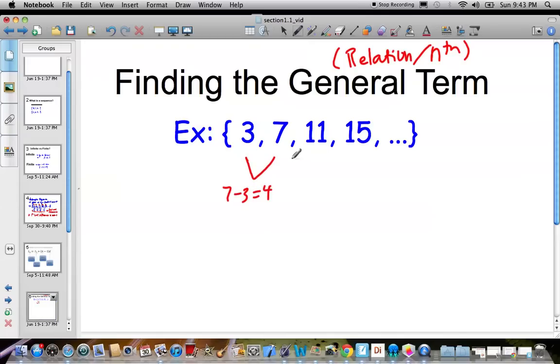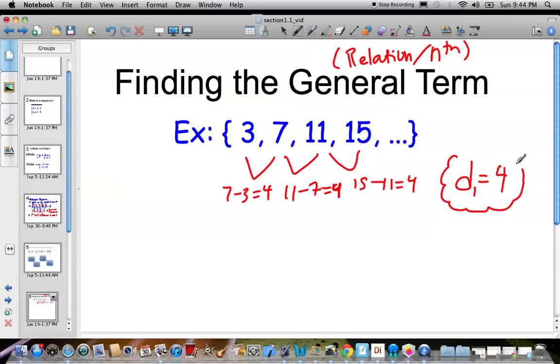And once again, once you get good at this stuff, you won't have to write this out. You'll just be able to see 11 subtract 7 is equal to 4, and then 15 subtract 11 is equal to 4. So my first level difference, my D, and sometimes you see it as D1, is equal to 4. My first level difference equals 4.